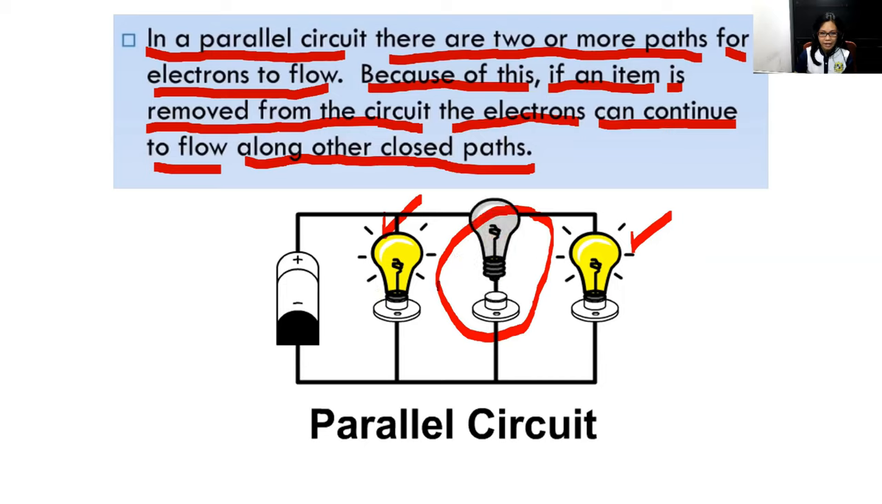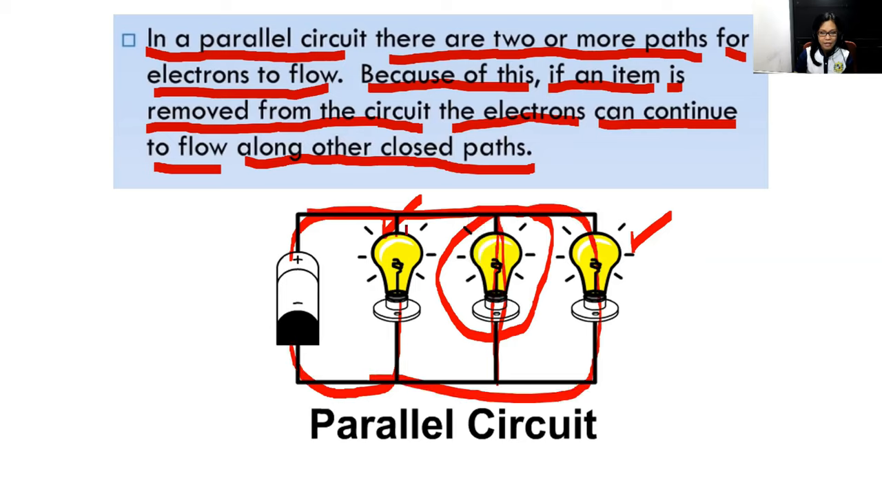There is a gap here, but the other two bulbs still light up because there are three pathways. This pathway has a gap here, so the flow stopped here. But there is a way here for the electrons, and then there is another way for the electrons here. So that's why this bulb still lights up and the other bulb still lights up. That is the good thing about a parallel circuit. If you remove one bulb, the other bulb still lights up.